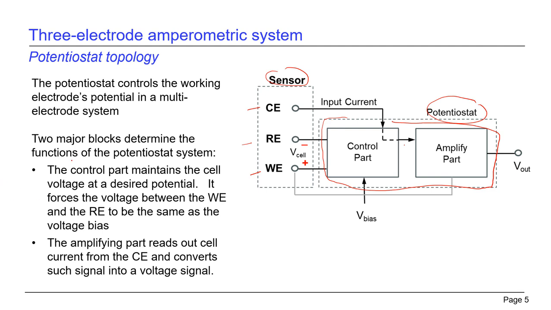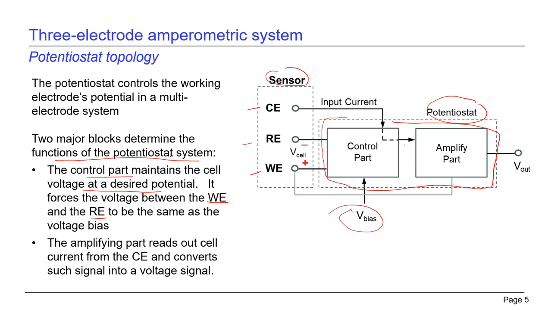The 2 major blocks determine the functions of the potentiostat system. The control part maintains the cell voltage at a desired potential. It forces the voltage between the working electrode and the reference electrode to be the same as the voltage bias. The amplifying part reads out the cell current from the control electrode and converts such signal into a voltage.